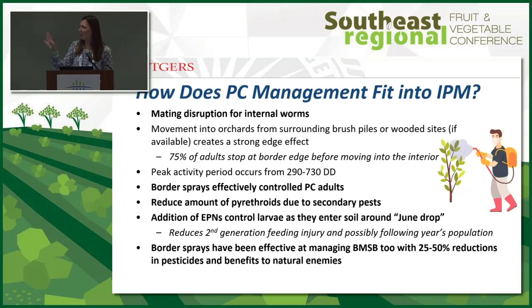But the hope here is that we can reduce the amount of pyrethroids and reduce the impact to secondary pests like San Jose scale. And we have white peach scale up in New Jersey too. And then the addition of the nematodes can help to control the larvae as they enter the soil around that June drop time. So that has reduced our second generation feeding significantly over just using insecticides. So we know that border sprays have been working for other pests, and in a 5-acre block, you're only spraying about 25% of the orchard. So it can be a significant cost savings as well.